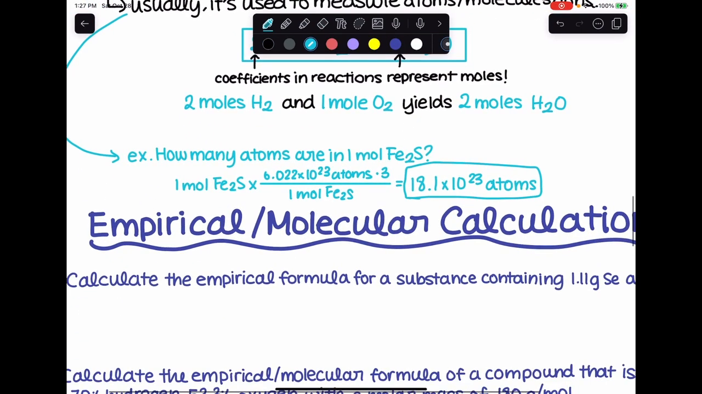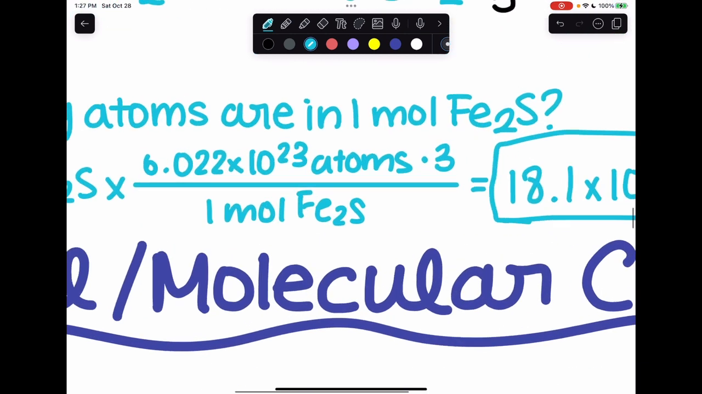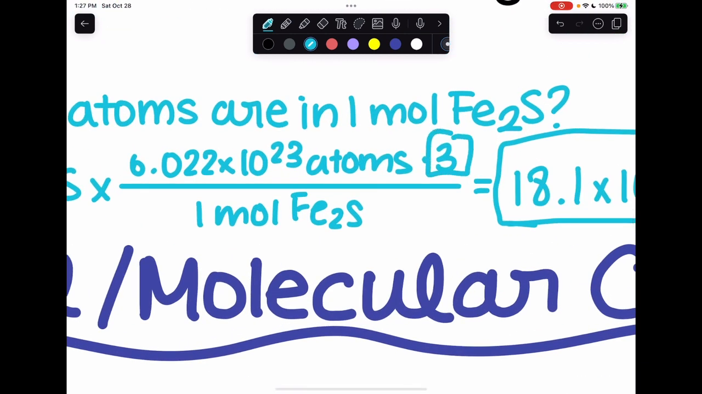Now, let's go back to talking about how many atoms are in 1 mole of Fe2S. So, like I said, there are 3 atoms in Fe2S.